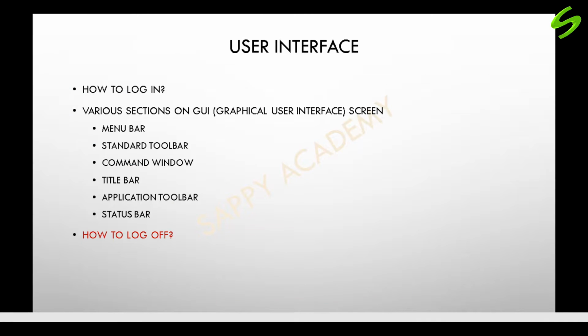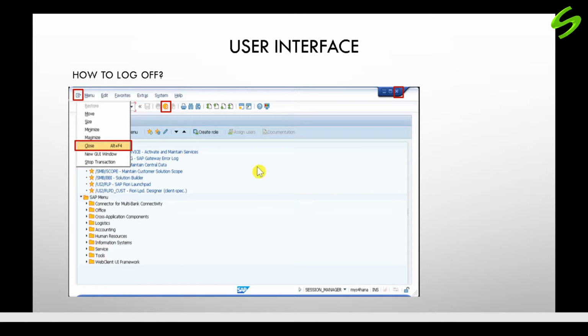Now we have seen how to log in and various sections in the user interface. We'll now see how to log off. So to log off, we can click on the small menu icon on the extreme top left corner of the screen, and then we can click on close. We have other options to log off. For example, on the standard toolbar, we have an icon to log off, and on the menu bar on the extreme right corner, you can also select the X mark.